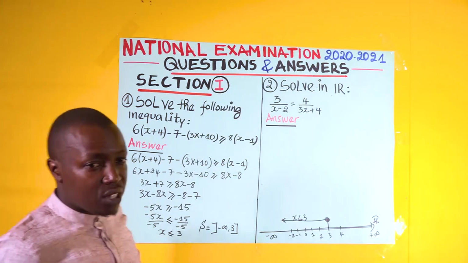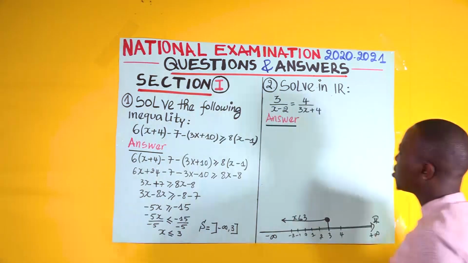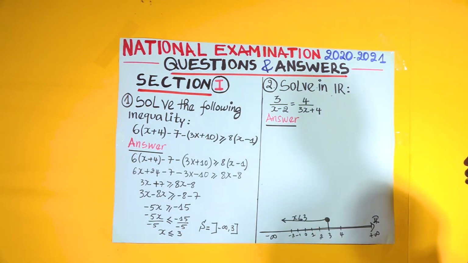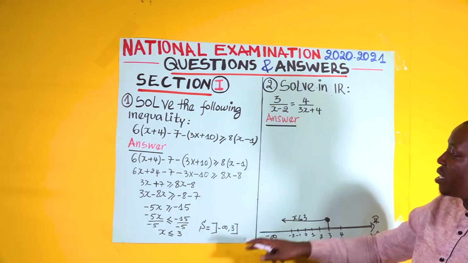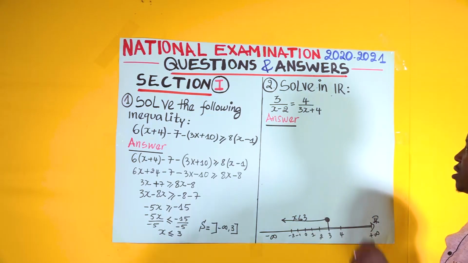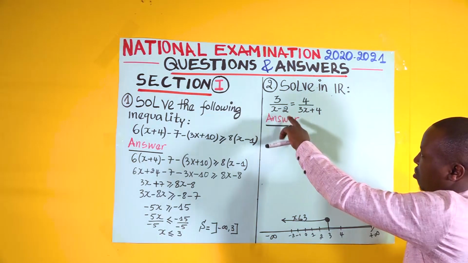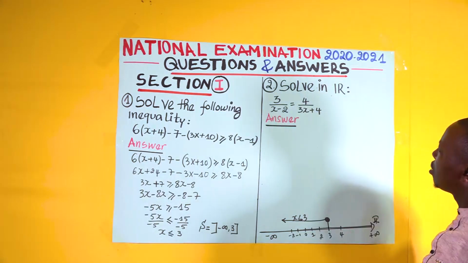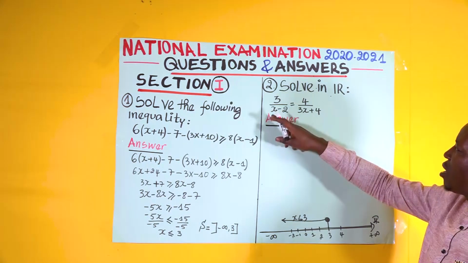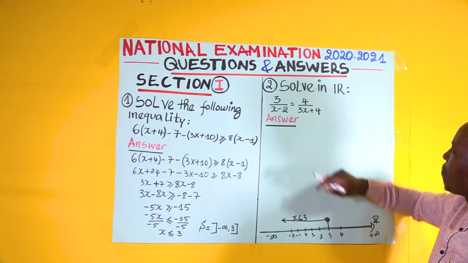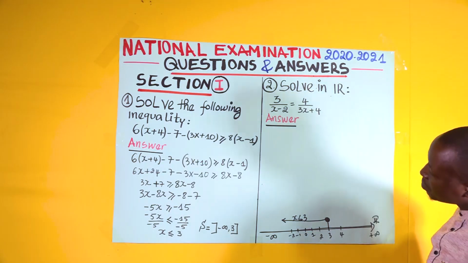Alright. So let us see the next question, question number 2. We were asked also to solve. To solve, we have an equation like this one. But this is an equality, not an inequality, because the sign we see here is equal. Solve in the set of real numbers. So 3 over (x minus 2) equals 4 over (3x plus 4).